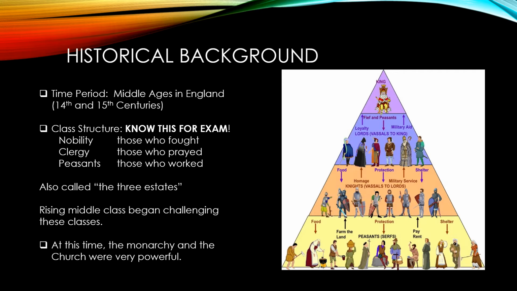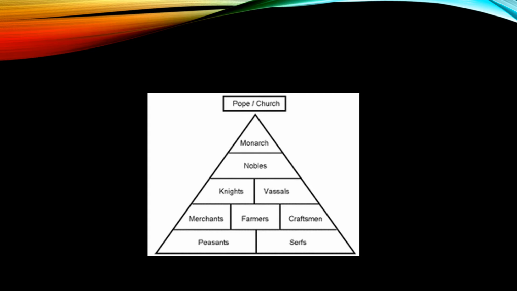So we have a rising middle class after the Black Plague, and this class begins challenging these estates. And at this time, the monarchy and the church were very powerful. In this class structure pyramid, notice that the church heads the pyramid. It is above the monarch. So sometimes in the three estates, you'll see clergy listed first, and then nobility, and then the peasants.